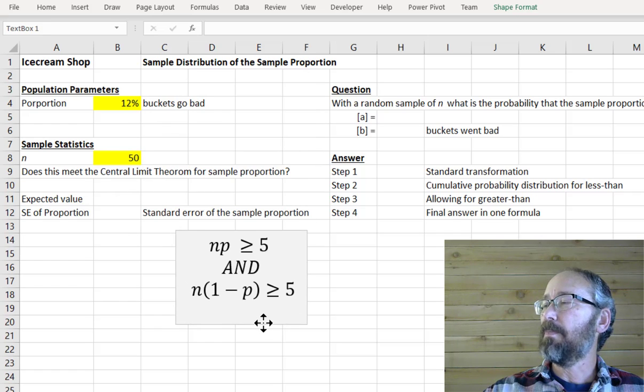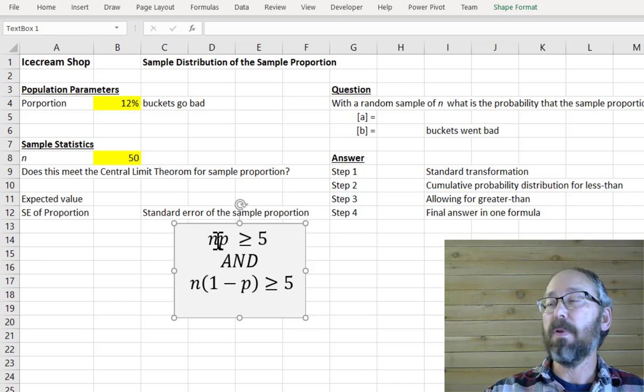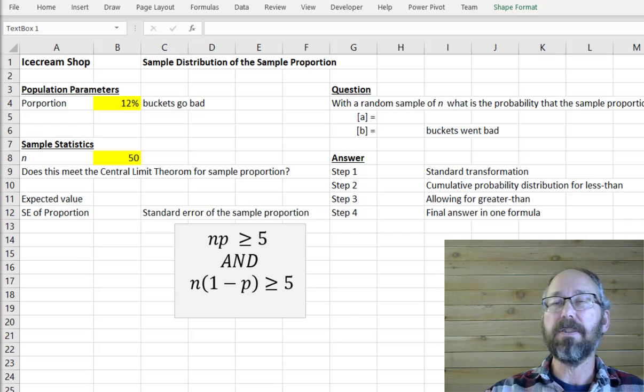If the n, the number that we have in our sample, times the proportion of our population parameter is greater than or equal to 5, and n times 1 minus p is greater than or equal to 5, then it meets the central limit theorem. So let's do the calculation for that.